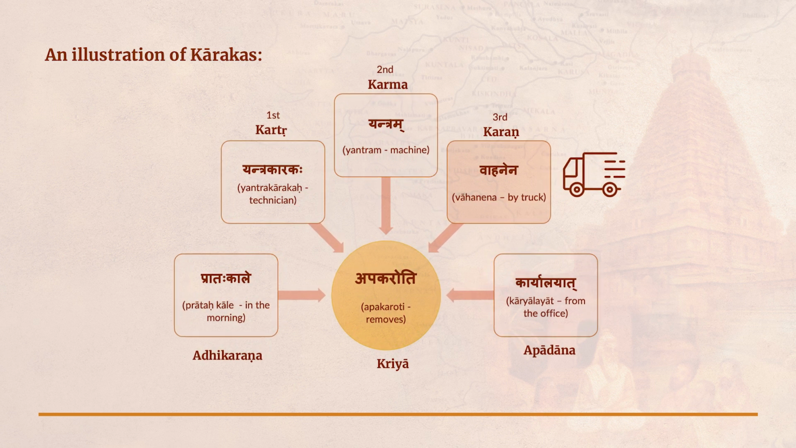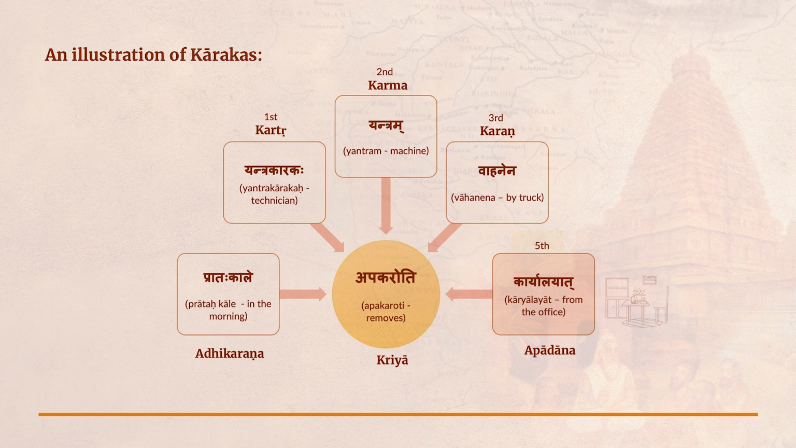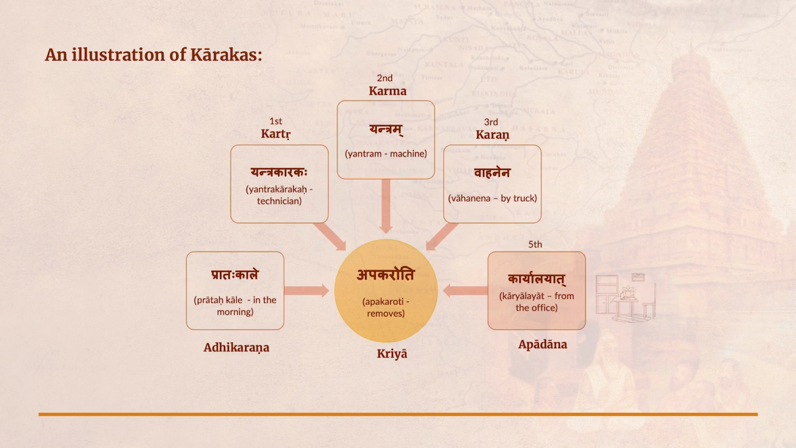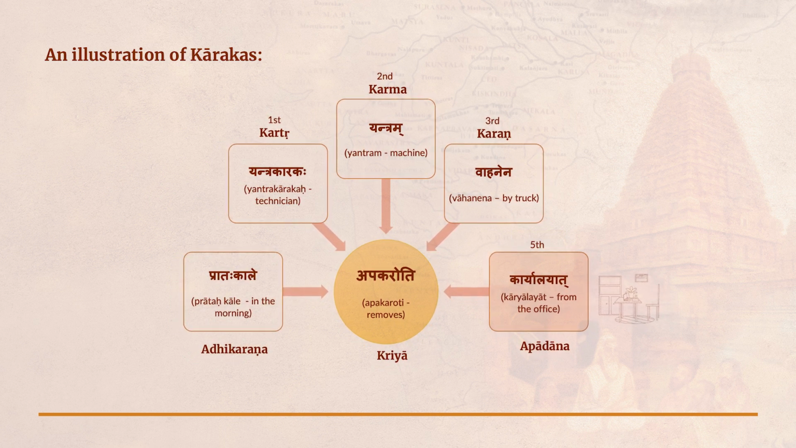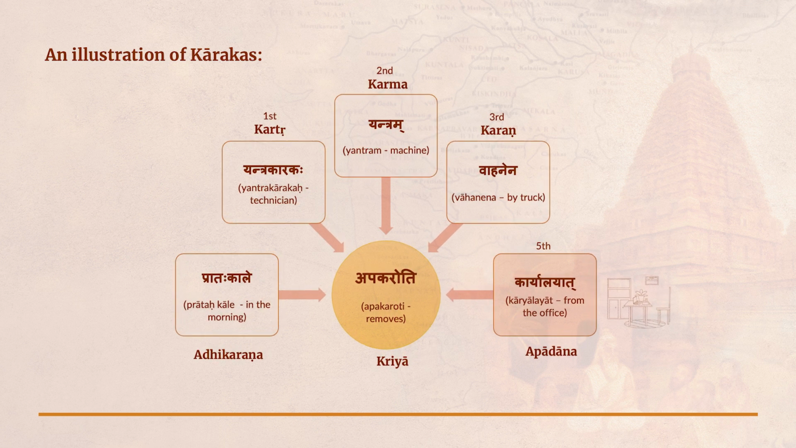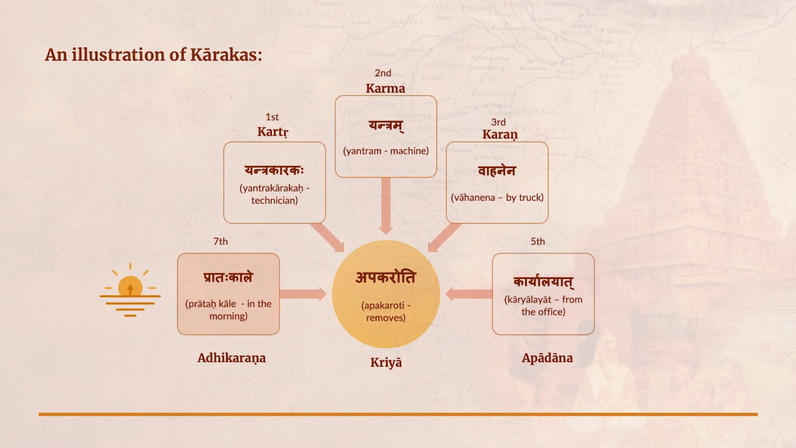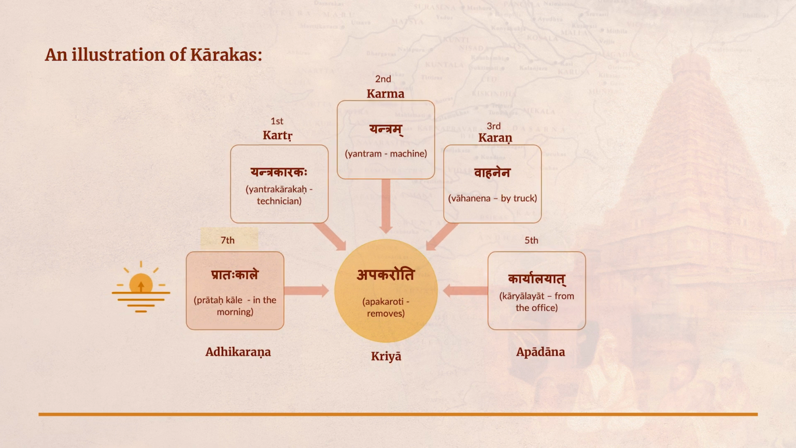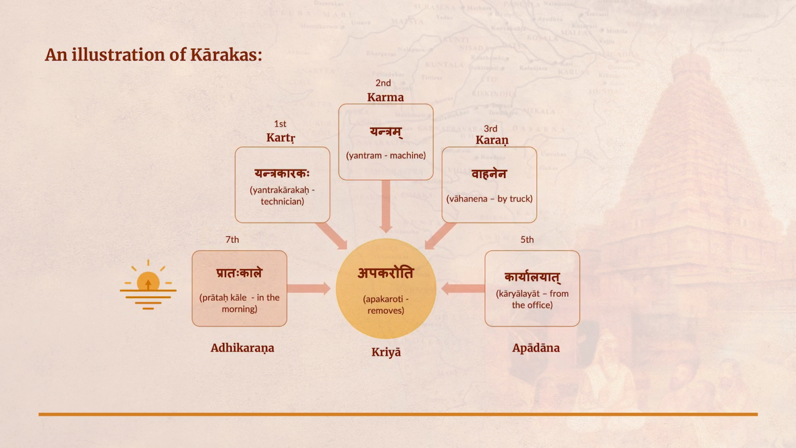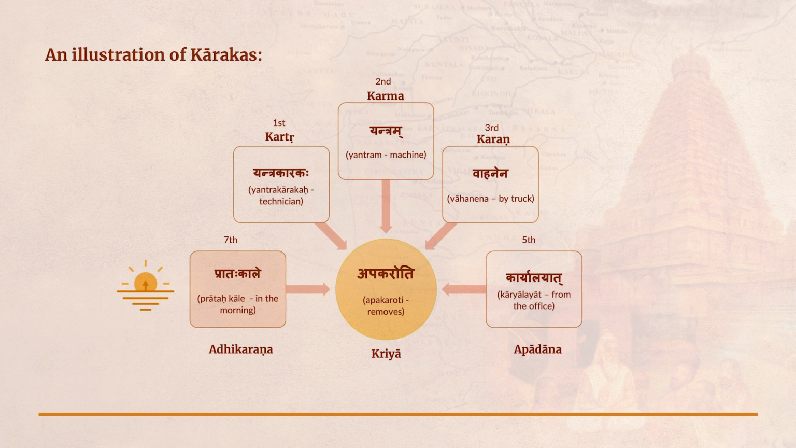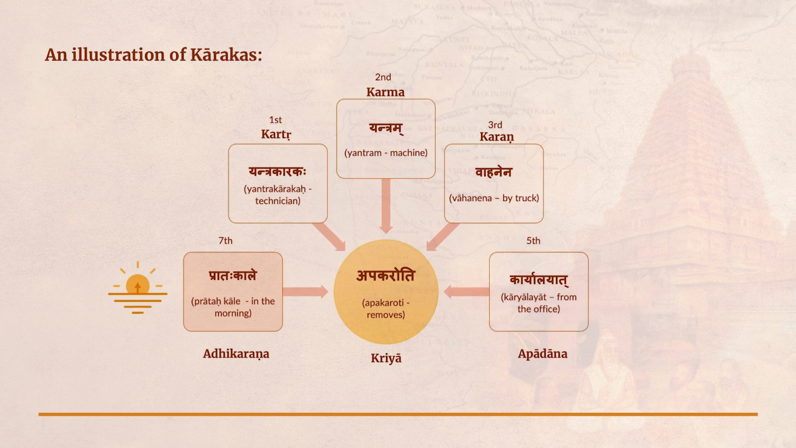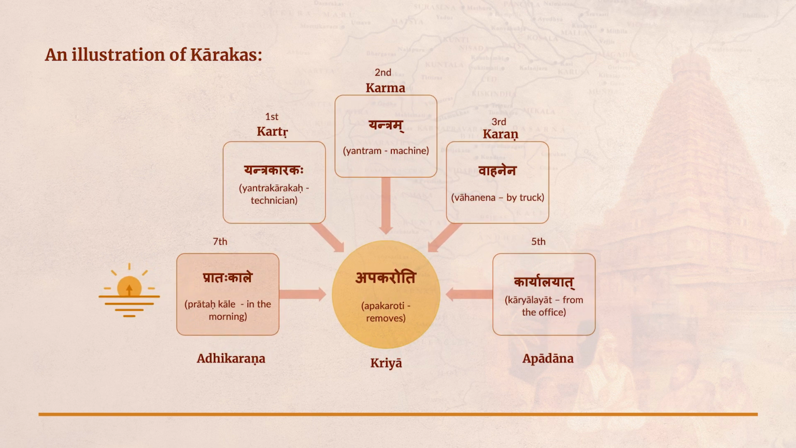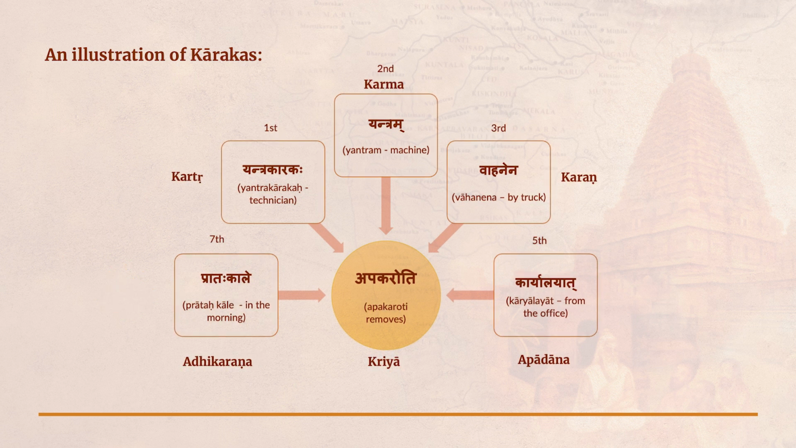Where from did you remove? Karyalayat. This is called fifth case. And when did he remove? Or what is the substratum on which the whole thing is happening? Pratah kale, in the morning. This is actually seventh case. Because the kala and the kale is seventh case of kala, which is attached to the kala itself. That's why all these are like that.